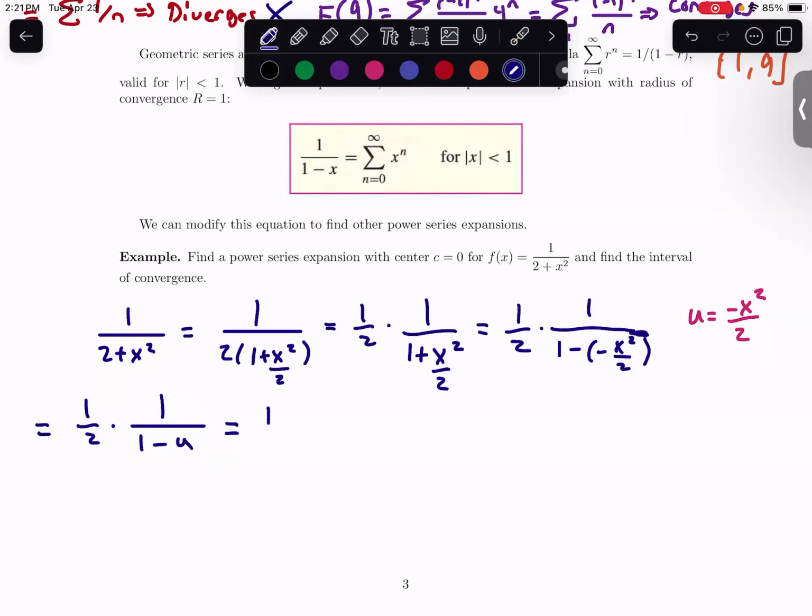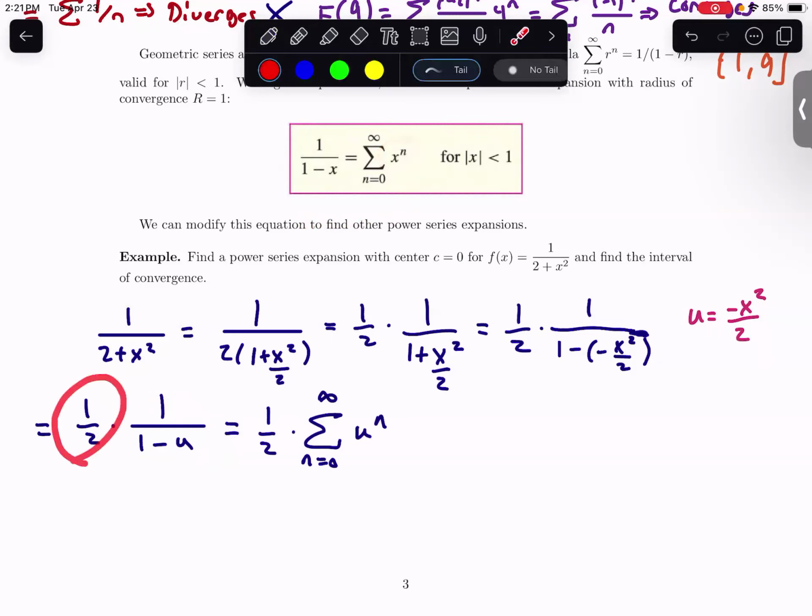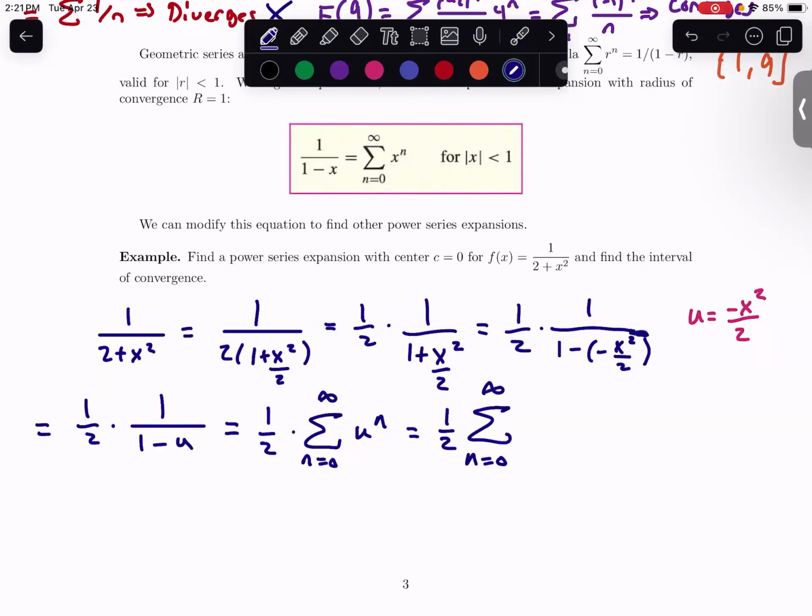So this is going to be 1/2 multiplied by this infinite series, going from n is equal to 0 to infinity of u to the n. Again, this 1/2 is just a constant, so you can just leave it outside if you want. And then from here, you have to substitute back in. Your answer should be in terms of x. So now we'll substitute back in for u. So this is equal to 1/2 times the series from n is equal to 0 to infinity, and now it's going to be minus x squared over 2 to the nth power.